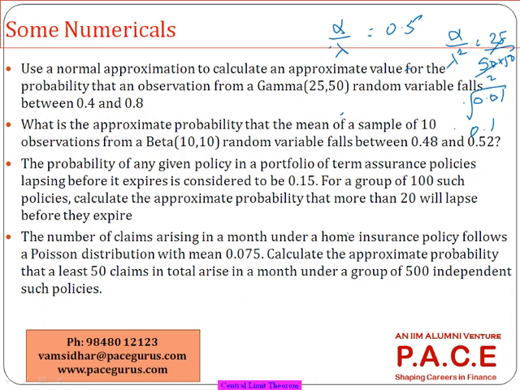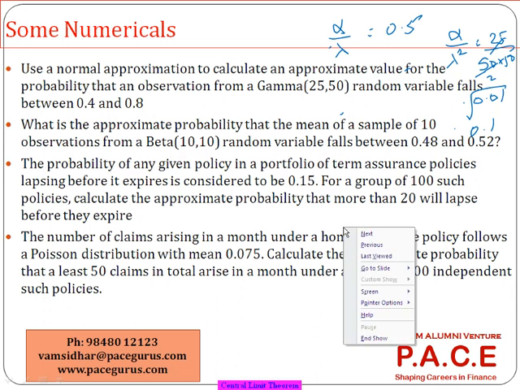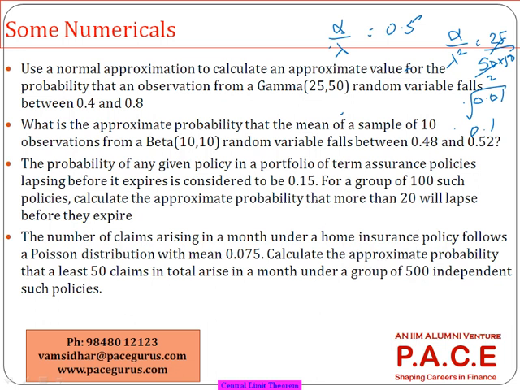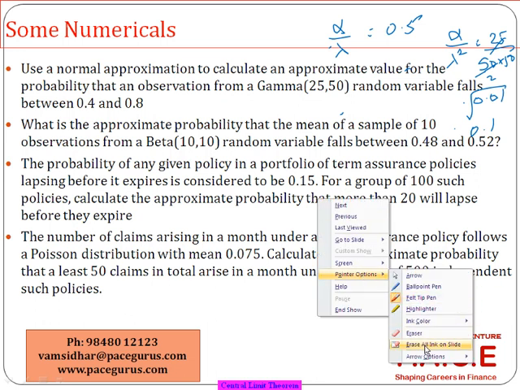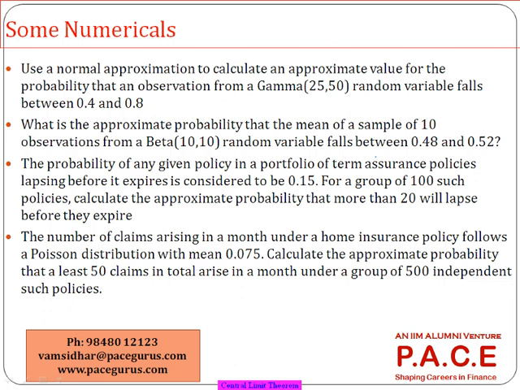The simple logic is you find the mean of that distribution and you find the variance of that distribution. For a beta distribution, what are the mean and the variance? Again, we have our formulas. Let's see what those formulas are. I can take the mean of the beta distribution as alpha by alpha plus beta. So the mean is 10 by 20, so 0.5 is the mean of the beta distribution.